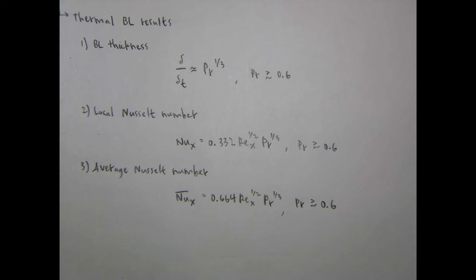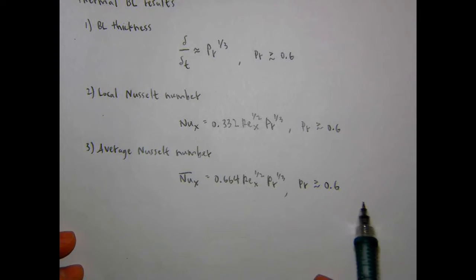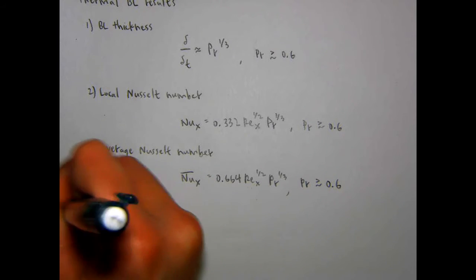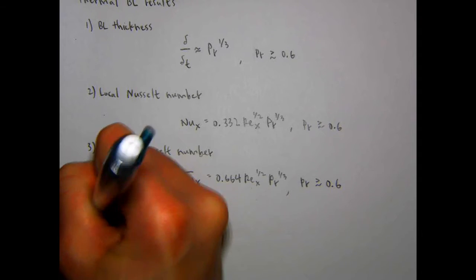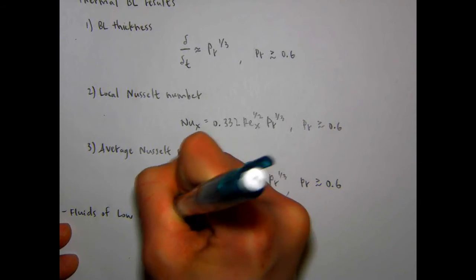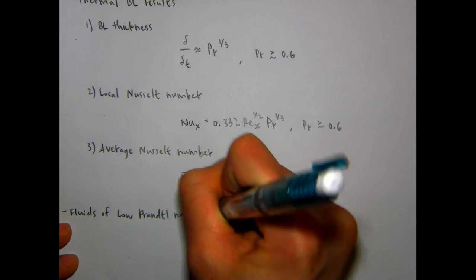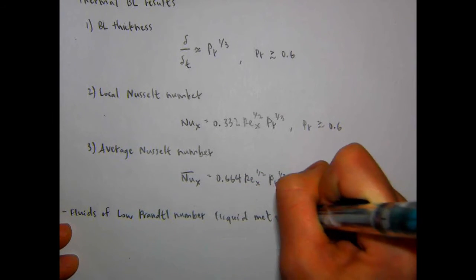Okay, so let's see. We wrote down the average Nusselt number. And this Prandtl number restriction basically restricts you to Prandtl numbers greater than 0.6. So if you have fluids of low Prandtl number, like liquid metals, for example, you need a different correlation.